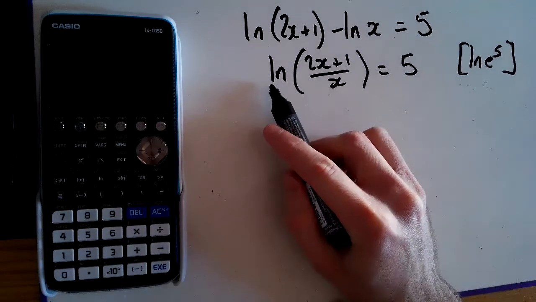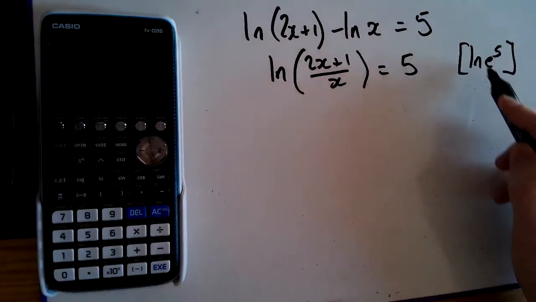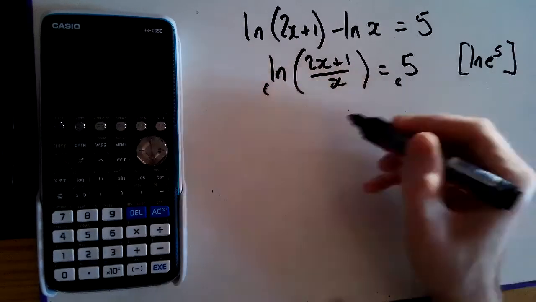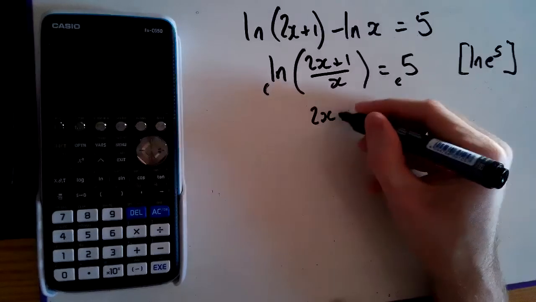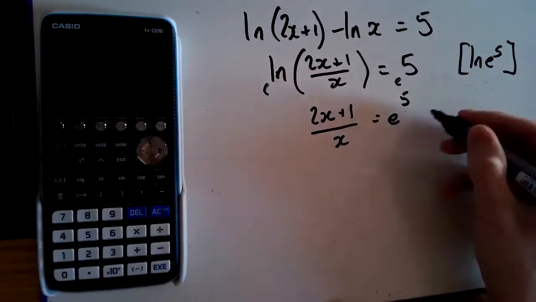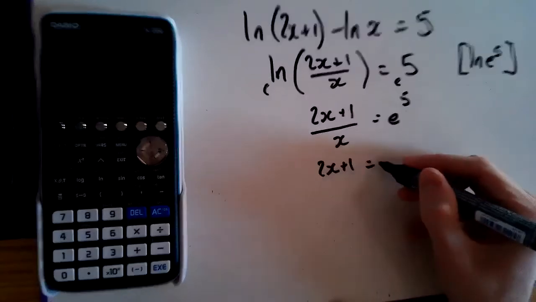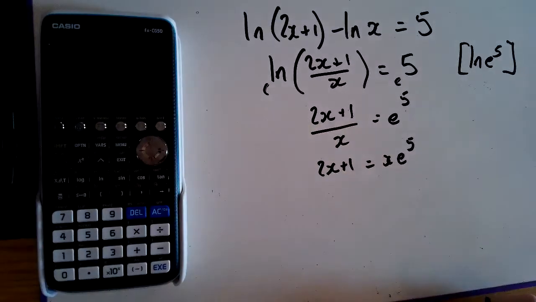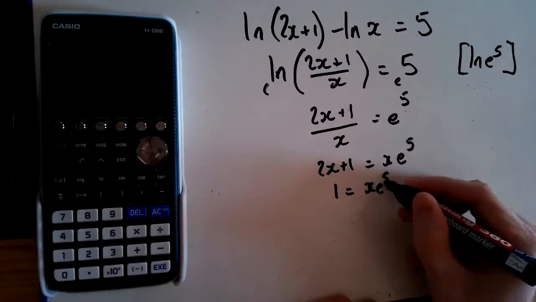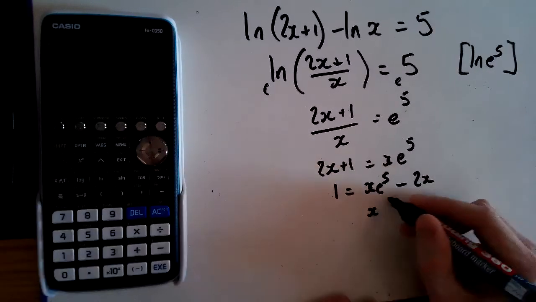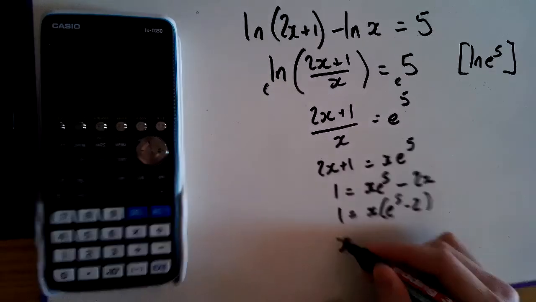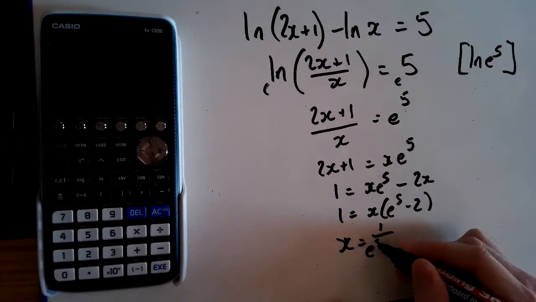To get rid of an ln, if I use this, I'll just cancel out the ln's. If I just keep this at 5, I'll do an e on both sides. So the e and ln cancel out, so I get (2x plus 1) over x equals e to the 5, times it by x. 2x plus 1 is x e to the 5. Get the x's on one side, factorize out the x, and then divide by it. So x equals 1 over (e to the 5 minus 2).